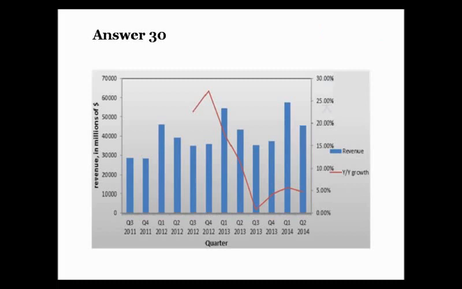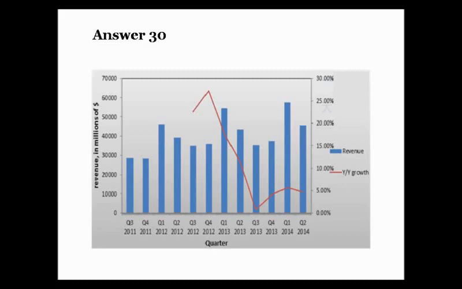Gives information about the relationship between revenue and the yearly growth rate from 2011 to 2014. To begin with, we can see that there are several sections in this picture, including revenue in millions of dollars and yearly growth. According to the graph, for revenue, the largest number can be found in 2014, quarter 1, which is about 60,000, while the smallest number can be found in quarter 4, which is about 30,000.